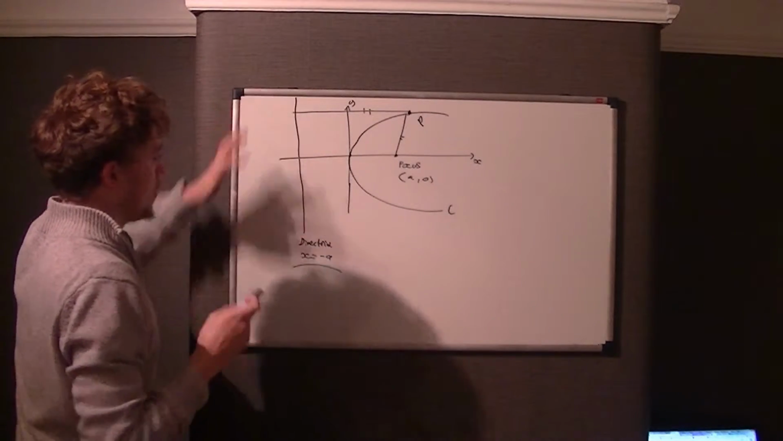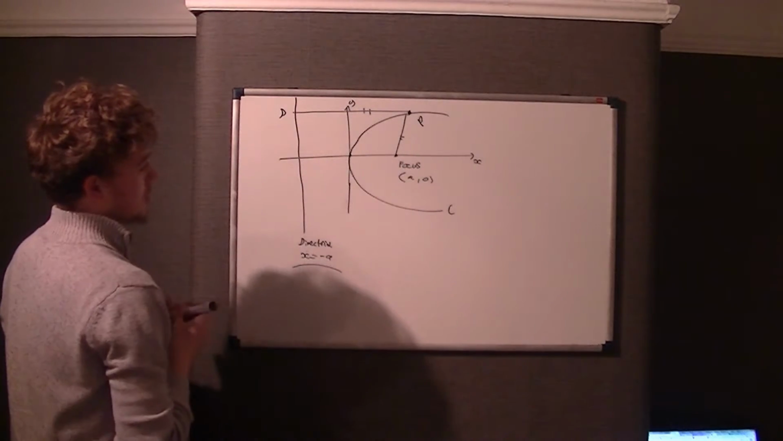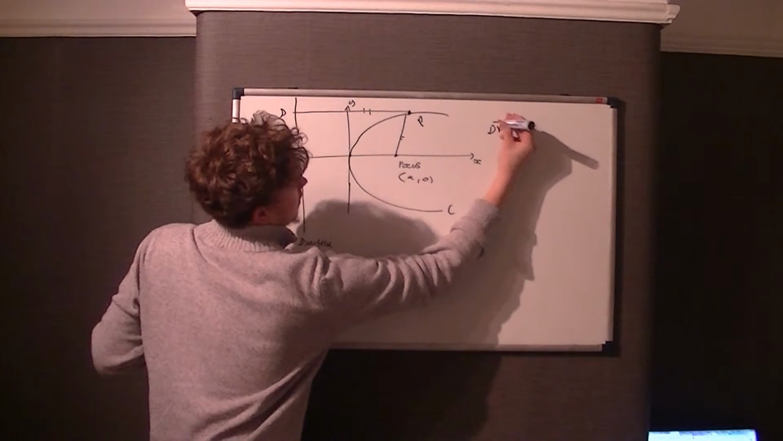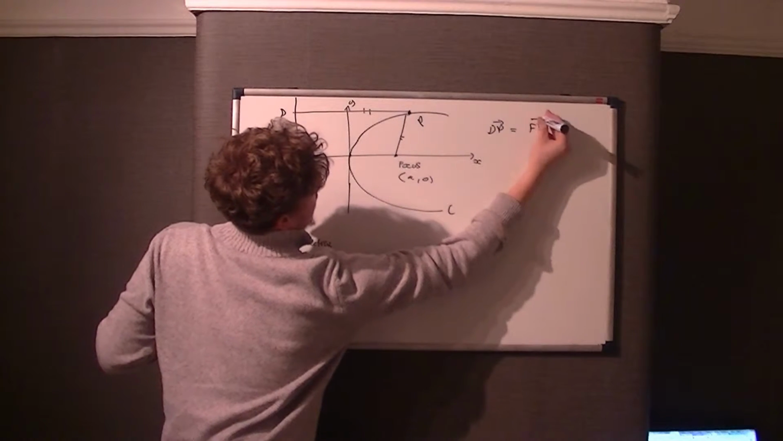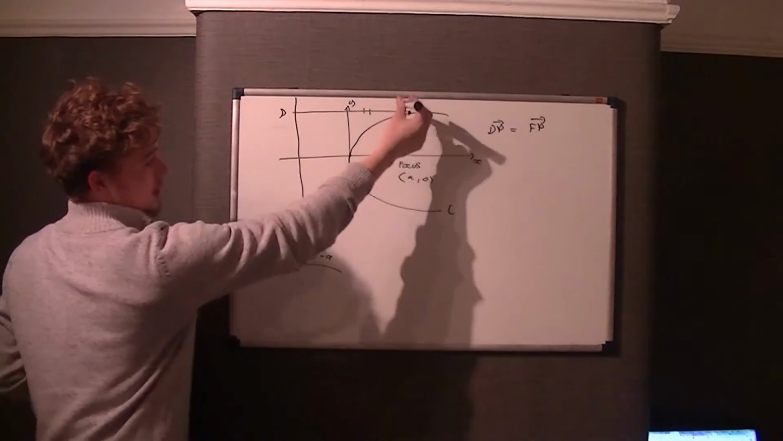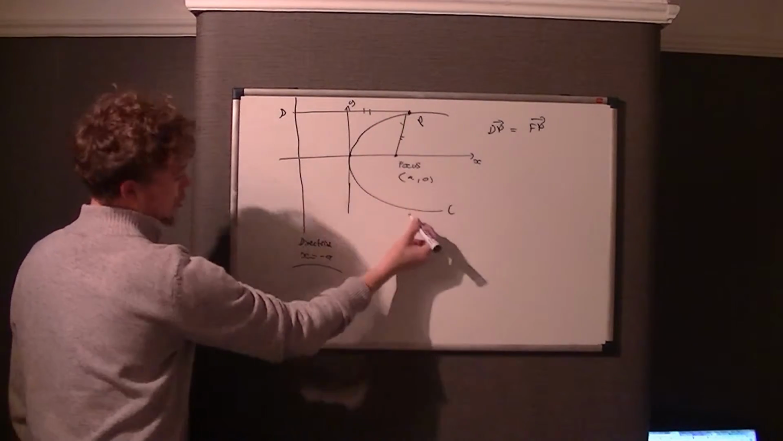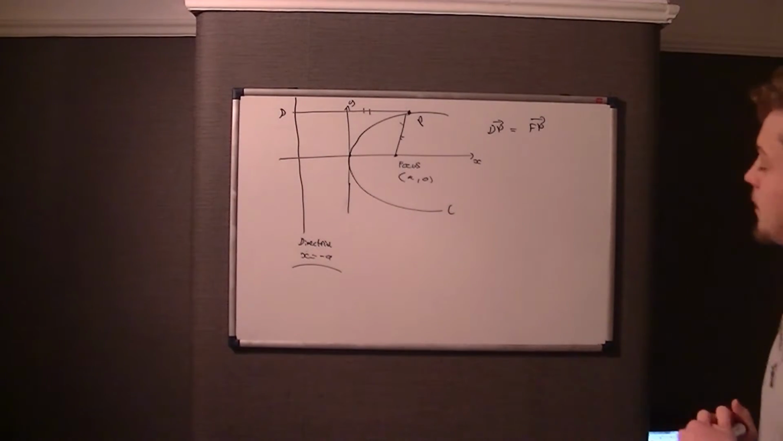Now I'm going to call the point where it hits the directrix point D. So what we can say is the distance D to P is equal to the distance F to P. You could pick this point P to be any point on the curve. I just happen to pick it up here. It could be over here, it could be the origin. It doesn't really matter because they will be the same length.